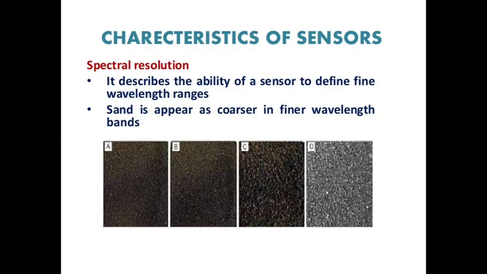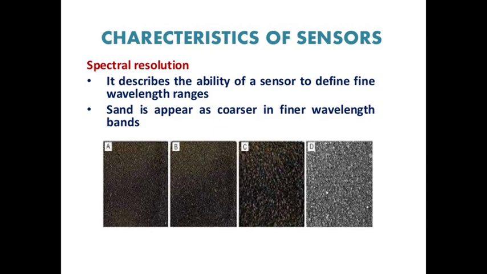Now what is the spectral resolution? The spectral resolution describes the ability of the sensor to define a fine wavelength range. Every object present on the Earth's surface emits or reflects certain types of wavelengths, and if the sensor is able to detect the finest variation in the wavelength emitted or released from the surface, then it will be able to differentiate the objects in a much better way.